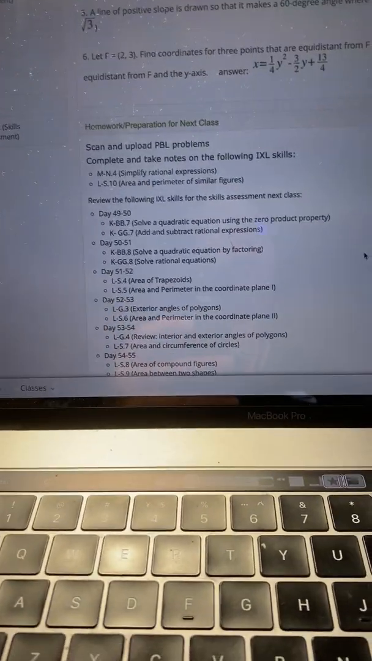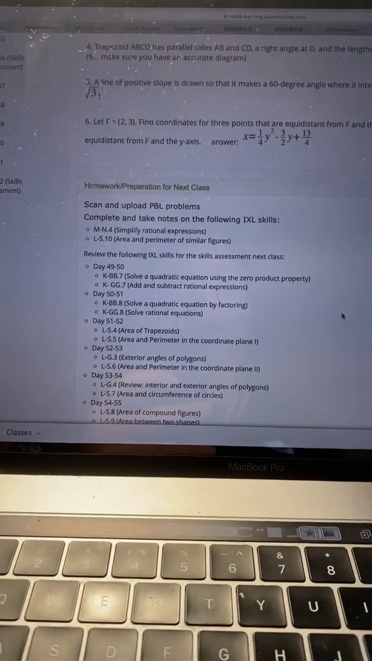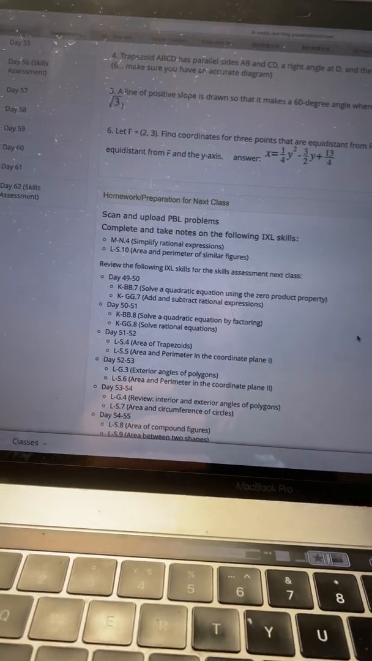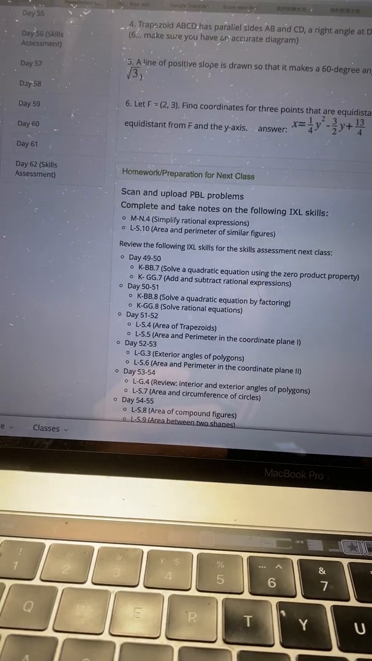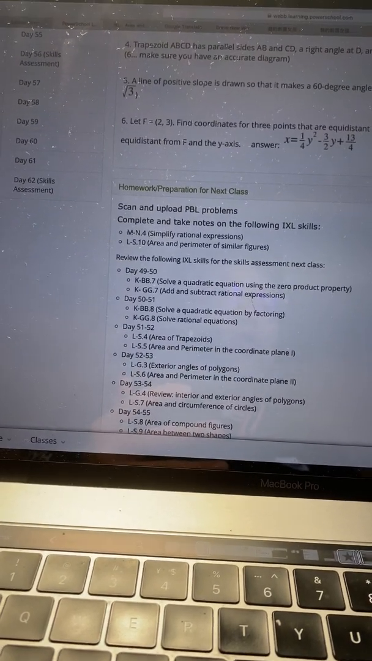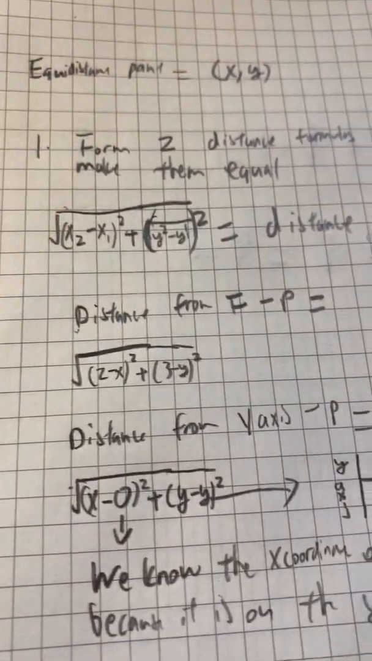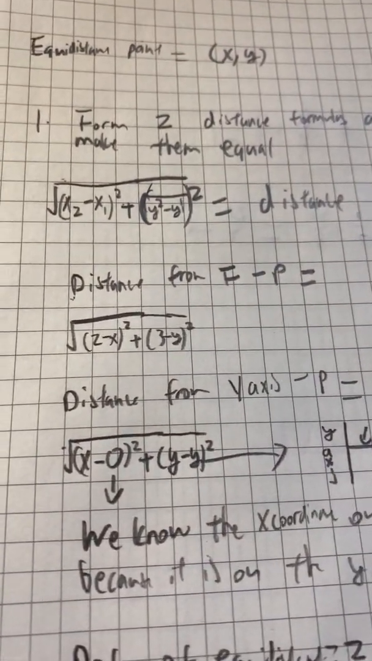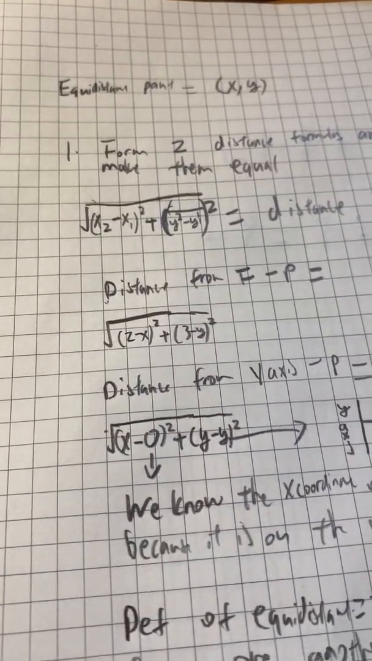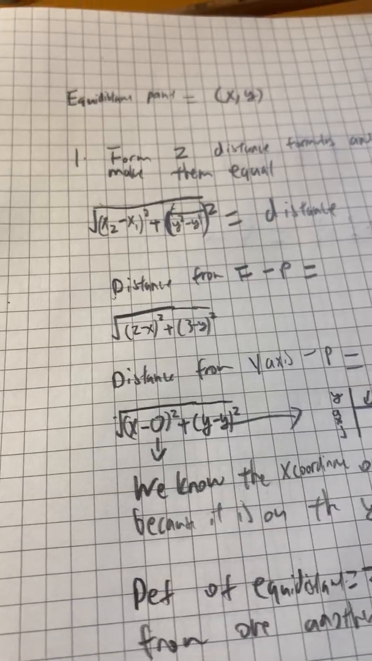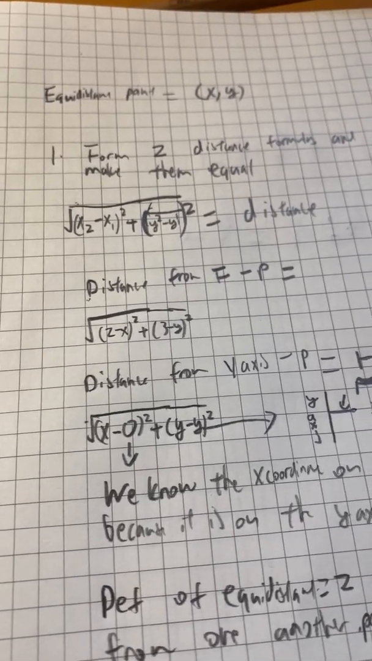The line is going to be a parabola, and I'm not really confident showing my work through a graph, so I did it using two distance equations like this. So let's review the distance formula: the square root of (x2 minus x1) squared plus (y2 minus y1) squared.